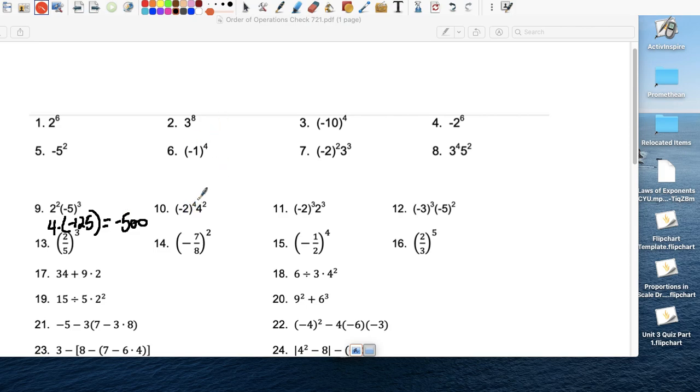Negative 2 to the 4th power, that's going to be positive, so that's 2, 4, 8, 16. 4 to the 2nd power is also 16. And 16 times 16 is 256, if I'm not mistaken. Yeah.